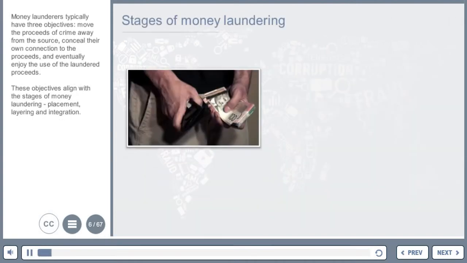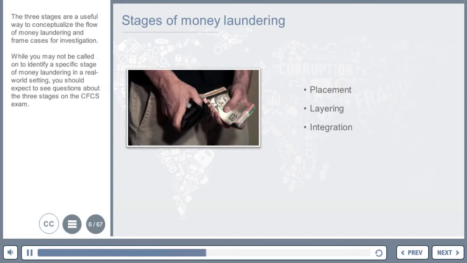Money launderers typically have three objectives: move the proceeds of crime away from the source, conceal their own connection to the proceeds, and eventually enjoy the use of the laundered proceeds. These objectives align with the stages of money laundering: placement, layering, and integration. The three stages are a useful way to conceptualize the flow of money laundering and frame cases for investigation.